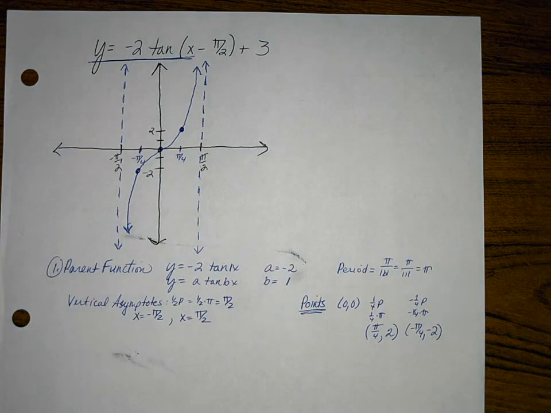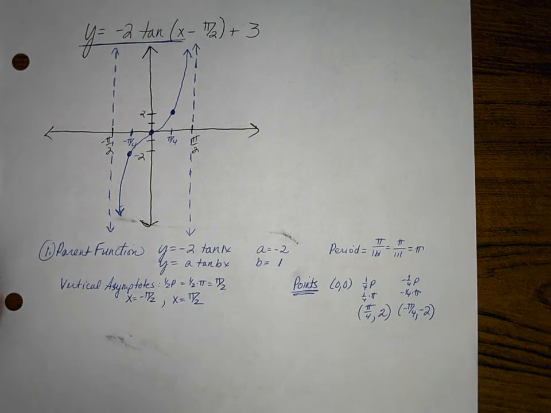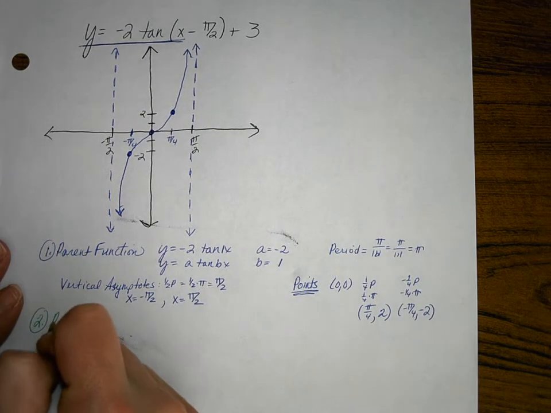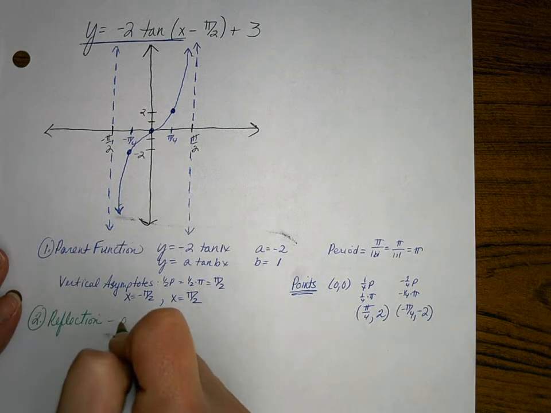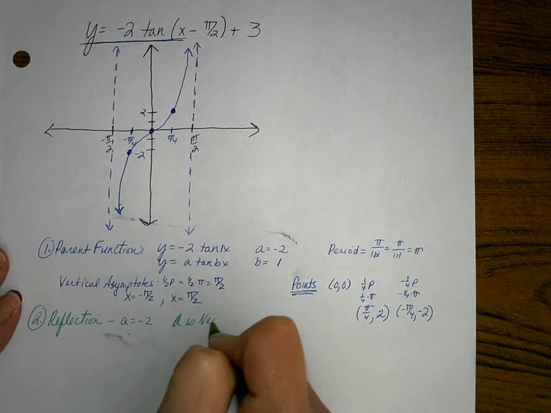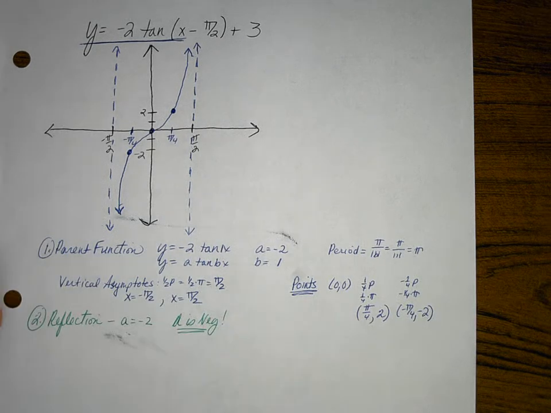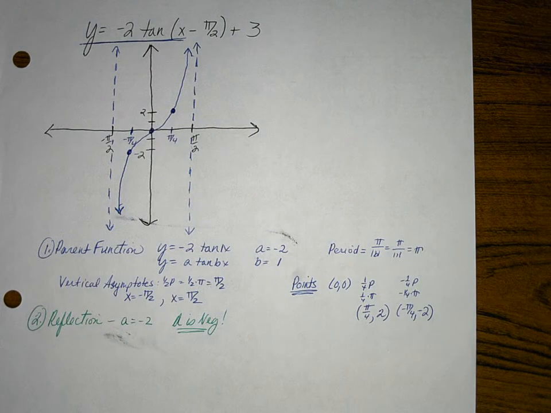All right. What's the next thing I need to think about? All right, is there a reflection? Why is there a reflection? Yep, A is equal to -2, so A is negative. So it reflects over the x-axis. All right, now, my vertical asymptotes, are they going to reflect? Is it going to change anything with my vertical asymptotes? No, my vertical lines are going to remain looking exactly the same.